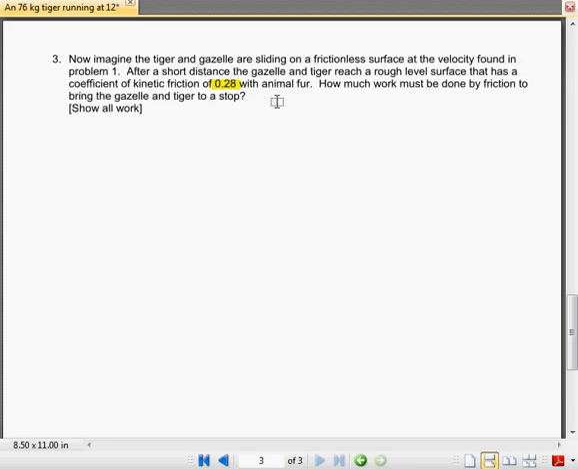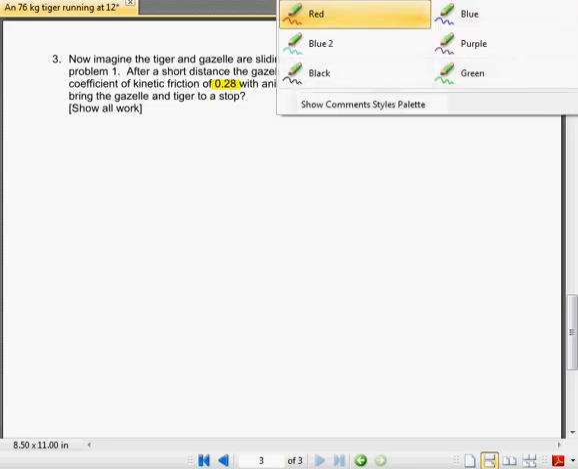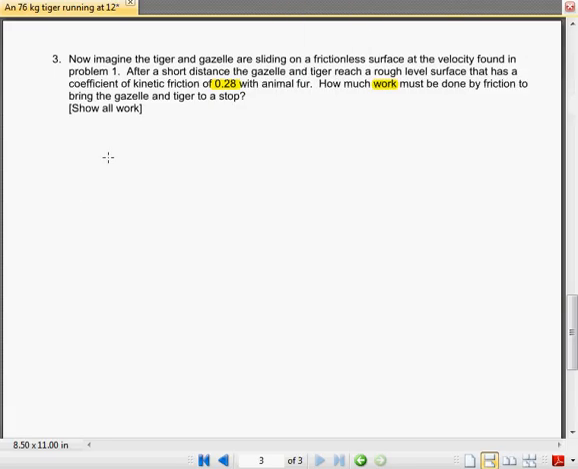How much work, so we're looking for work, must be done by the friction to bring the gazelle and the tiger to a stop? Now, this is where we have to do a couple tries, guys. I can just give you the answers because I know them, and things become intuitive. But let's take a look first. Well, what we could do is this. Remember that F. Let's draw the free body diagram.